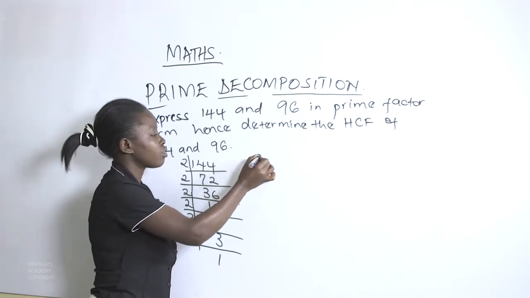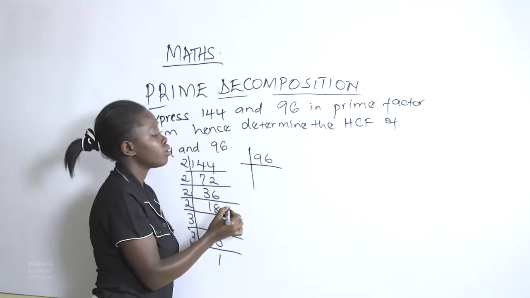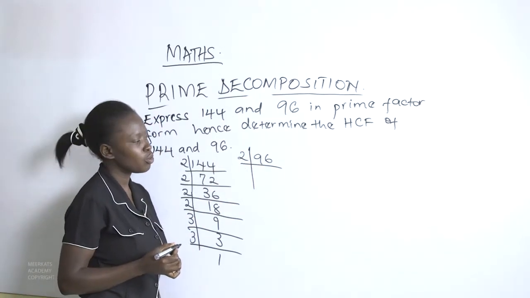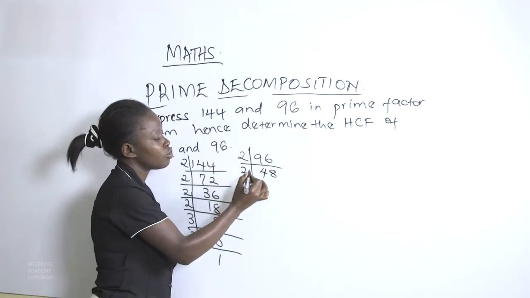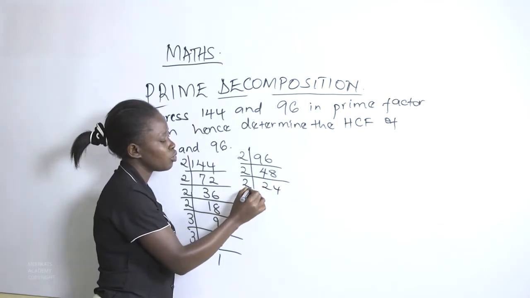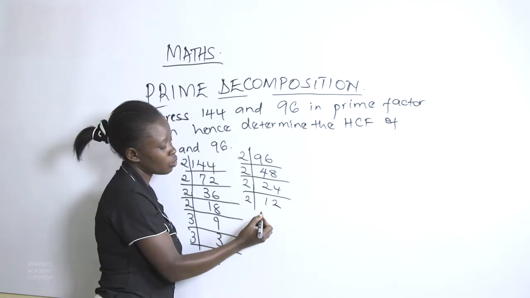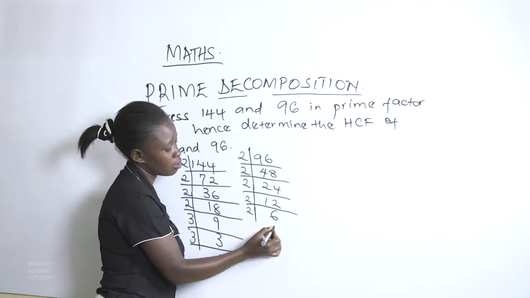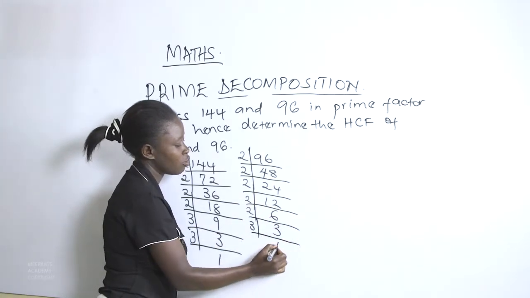Then 96. For 96, we are having the prime factors. The first prime factor is 2. 2 into 96 is 48. 2 into 48, 24. 2 into 24, 12. 2 into 12, that is 6. 2 into 6, we have 3. And 3 into 3, we have 1.